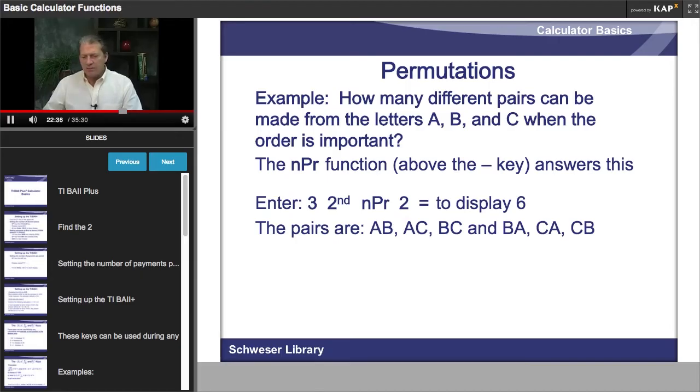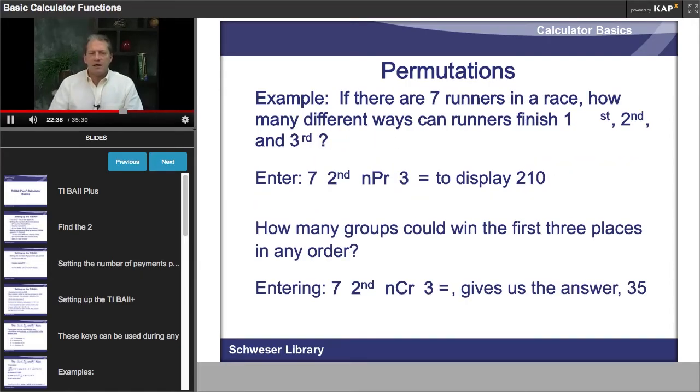So let's take a look at an example of how that might come up. Well, this isn't exactly a finance application, but it should help anyway. If there are 7 runners in a race, how many different ways can runners finish first, second, and third? So now order matters, right? 3 runners in this order in first, second, and third is a different outcome from those same 3 runners in a different order in first, second, and third place.